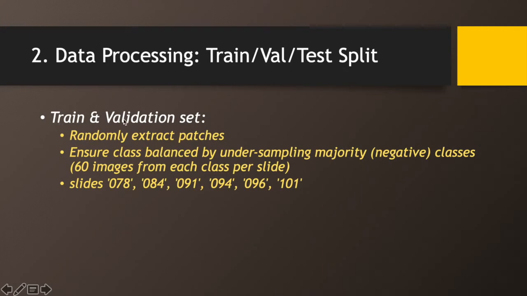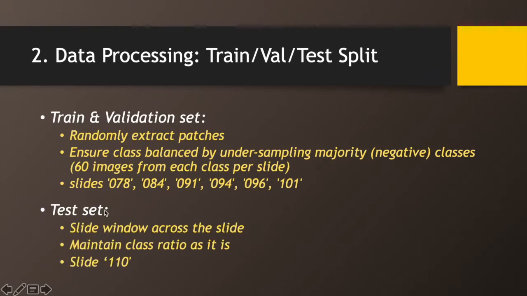For training and validation set, we're using 6 slides. And for training and validation set, we randomly extract patches. We also do undersampling on the majority class to ensure the classes are balanced. For the test set, instead of randomly extracting, we use sliding window across the entire slide. And we use a slide that is completely unseen in our training and validation set so that there is no overlap in the slide information. We also maintain the class ratio as it is.